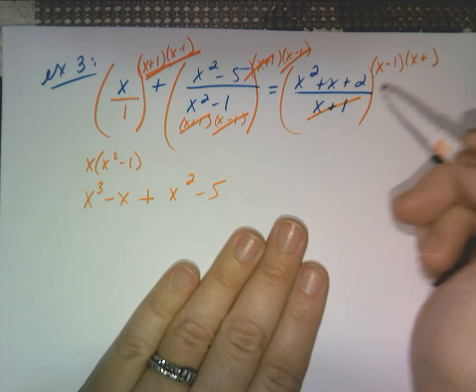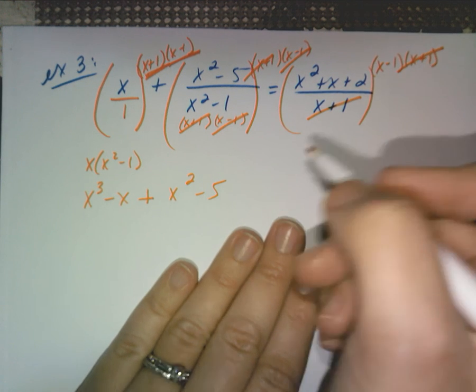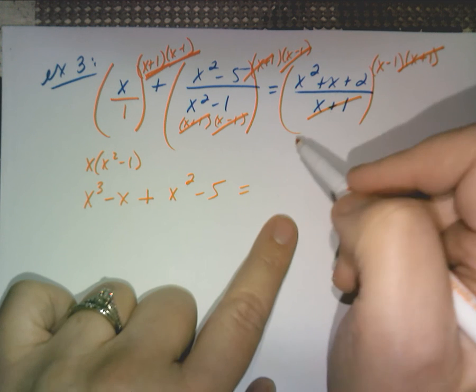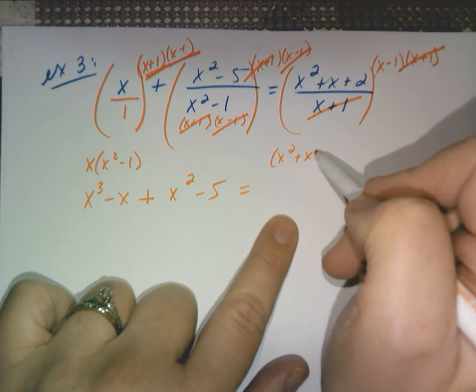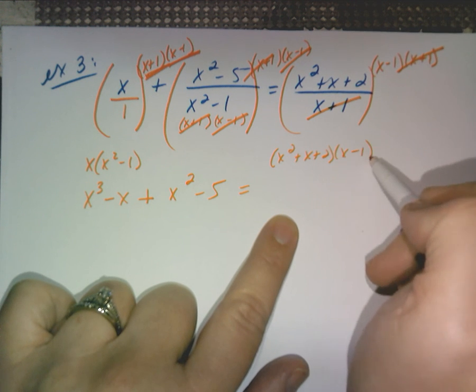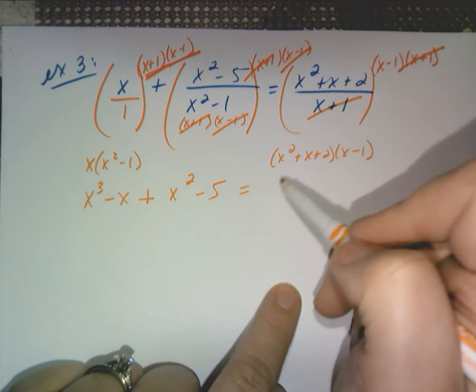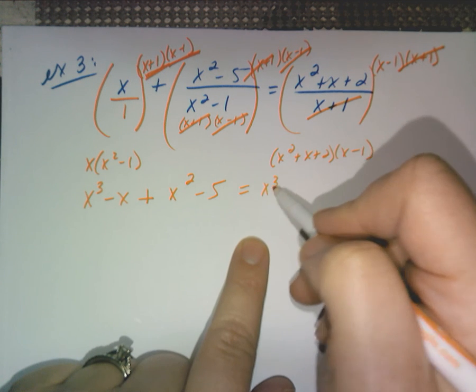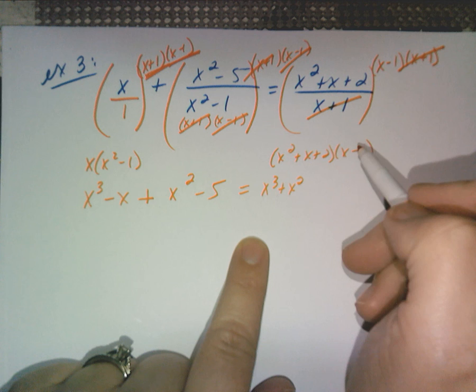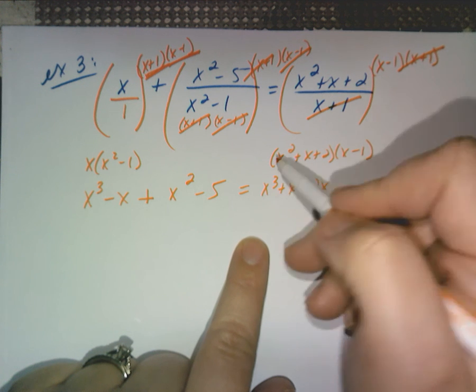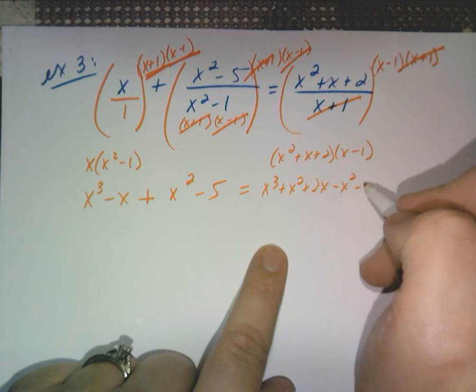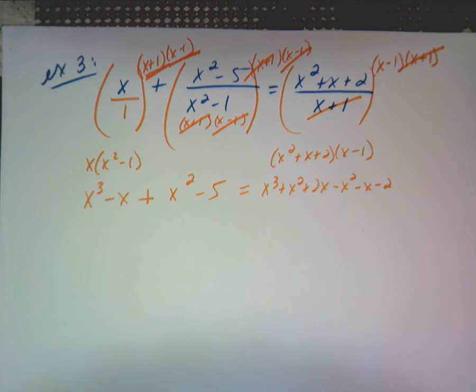This one cancels with this one. Ugh, but I have this x squared plus x plus 2 times x minus 1. All right, so we got a FOIL. It's not that bad. x times x squared is x cubed. x times x is x squared. x times 2 is 2x. And then you do the negative 1. Oh, so that wasn't terrible. Wasn't as bad as I thought.